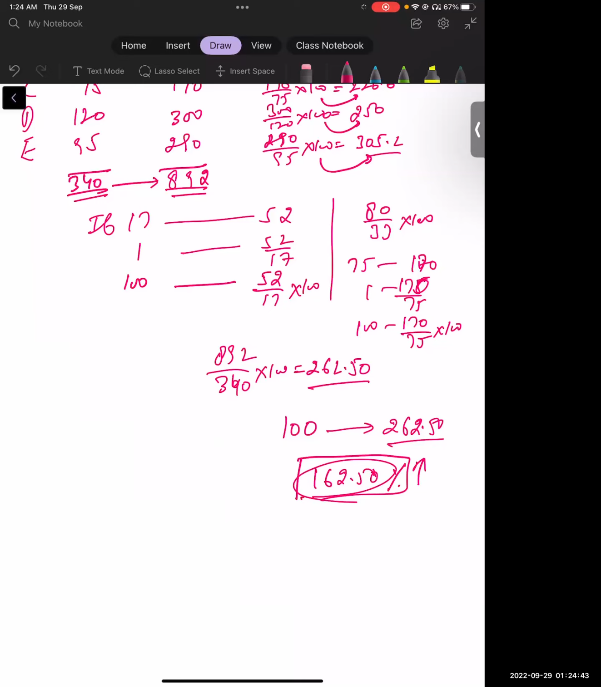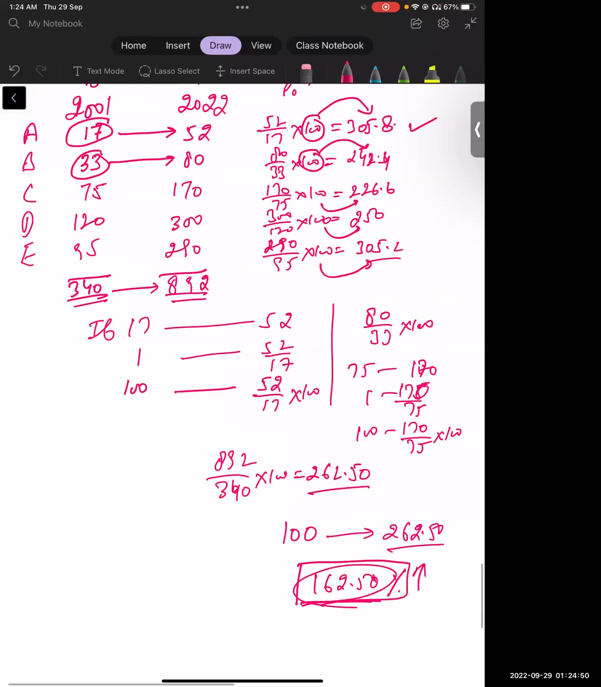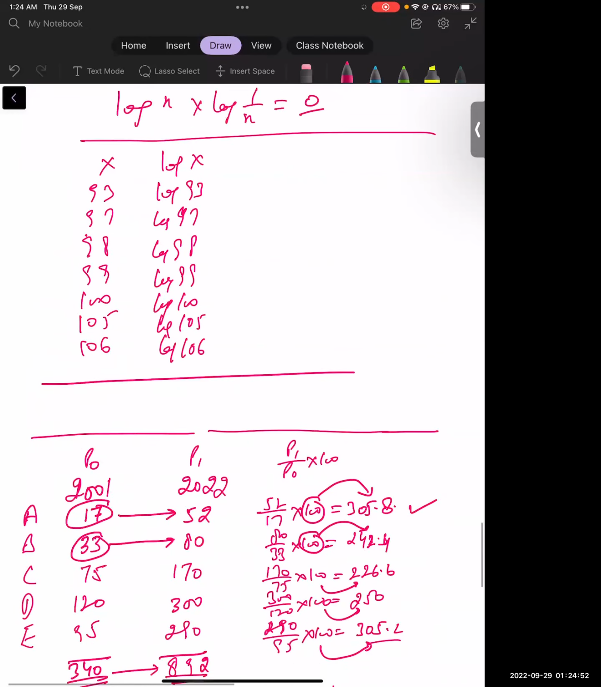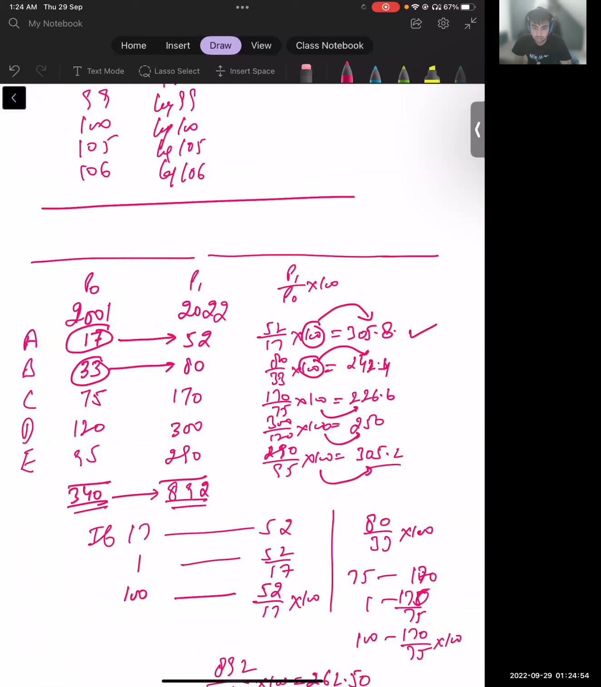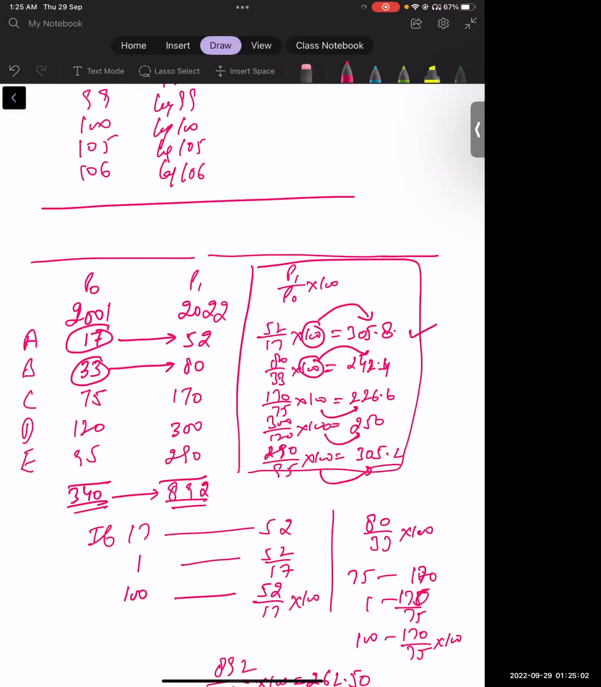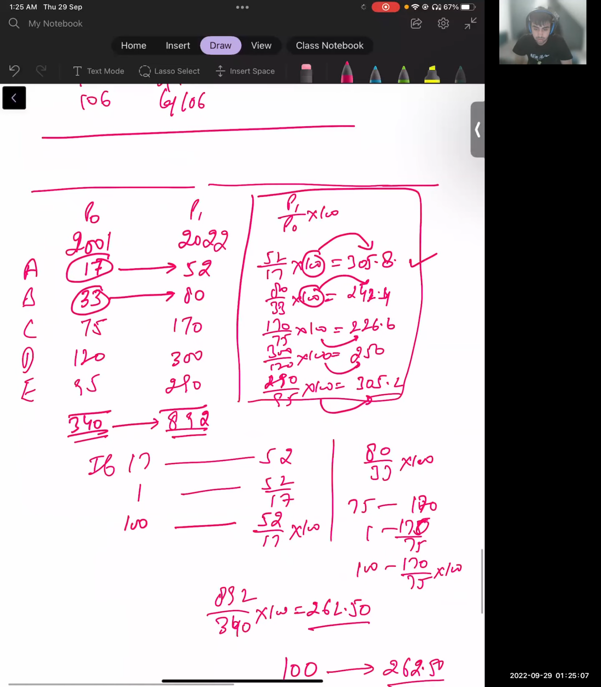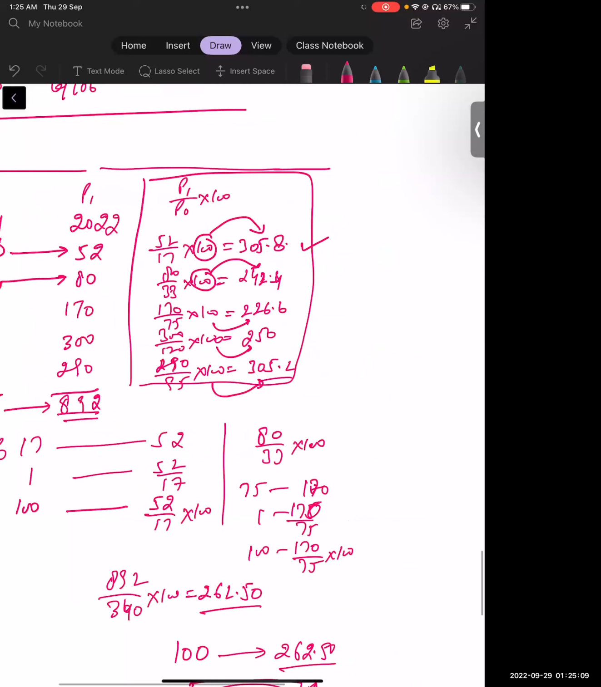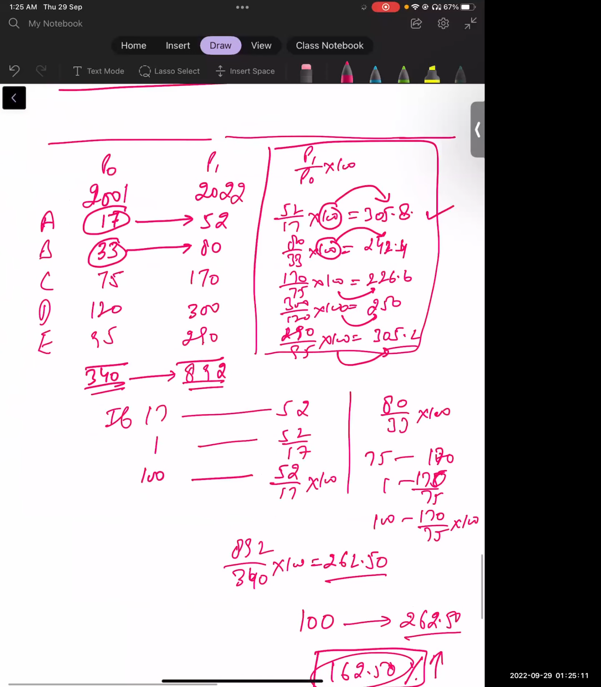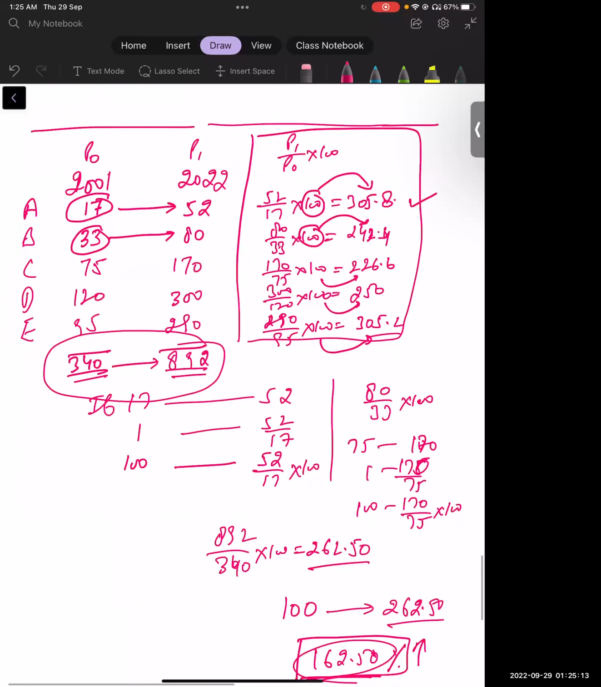Now the goods prices have risen by 162.50% over a period of 20 or 21 years. Can we say that? Both are different methods which are being used over here. In the previous case, I used individual items. And over here, I have used the aggregate item. Aggregate item.